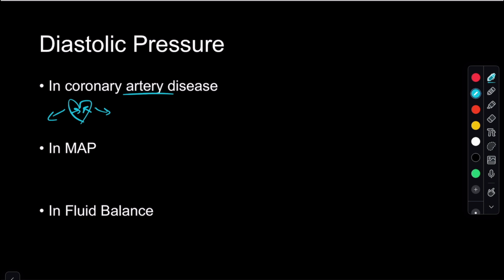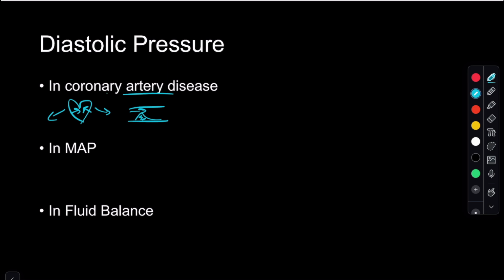So when it's expanding in diastole, that's when it receives its blood flow and oxygen. And if you have too low of a diastolic blood pressure in coronary artery disease, where you already have arteries filled with plaque that are decreasing the flow going through there, then a low diastolic blood pressure could lead to very poor perfusion of the heart, or ischemia, and could predispose you to a myocardial infarction.